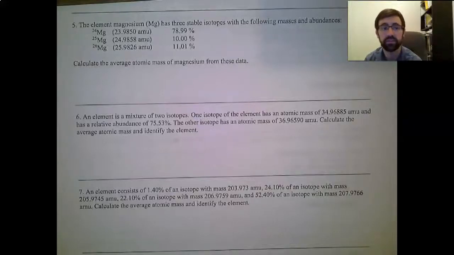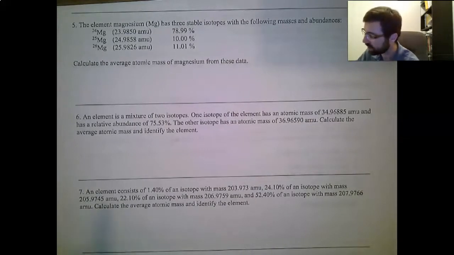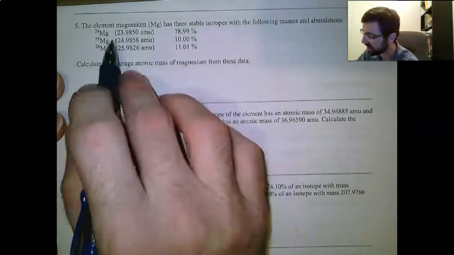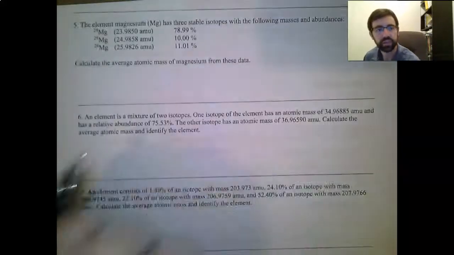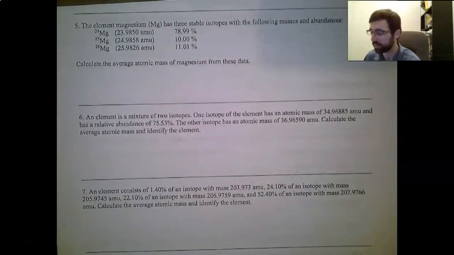This is the answer key for Summer Homework Chapter 3, question number 5. It tells us the element magnesium has 3 stable isotopes with these masses and these abundances, and it wants us to calculate the average atomic mass. Now, you may remember how to do this, you may not.